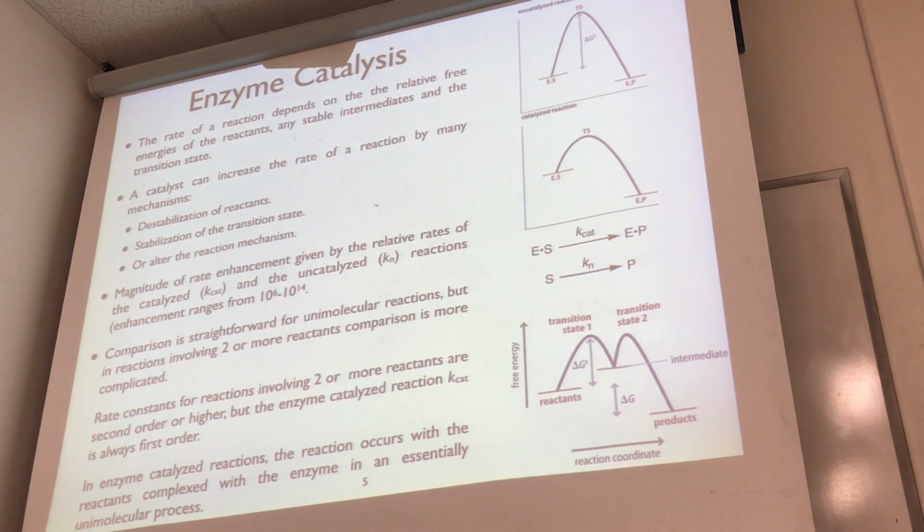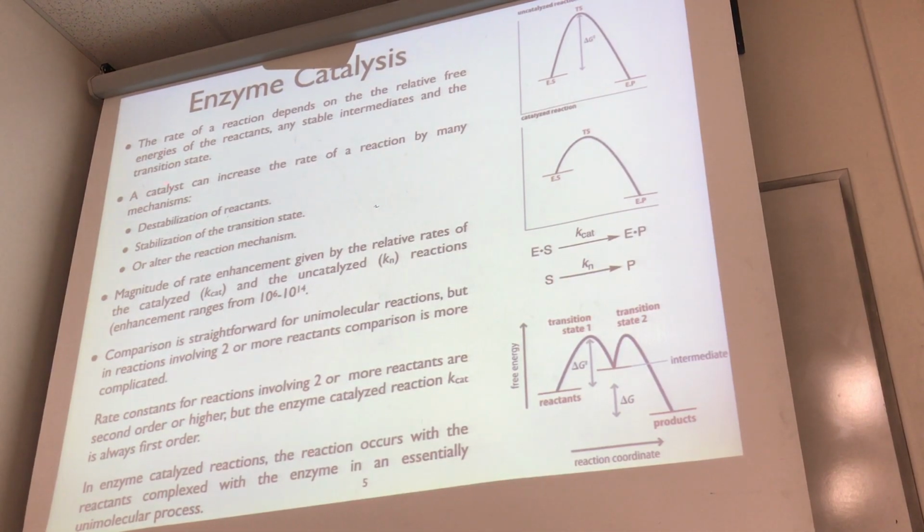The rate of reaction depends on the relative free energies of the reactants and any stable intermediates in the transition state. The general rule of thumb is that the greater the energy difference between the starting material, substrate, and the transition state, the greater the activation barrier, right? The greater the delta G, sorry, delta G double dagger for the transition state. That's the general dogma. It generally holds true for reactions in general. However, if we can find ways of lowering this activation barrier, this delta G double dagger, to the transition state, we can increase the rate of reaction.